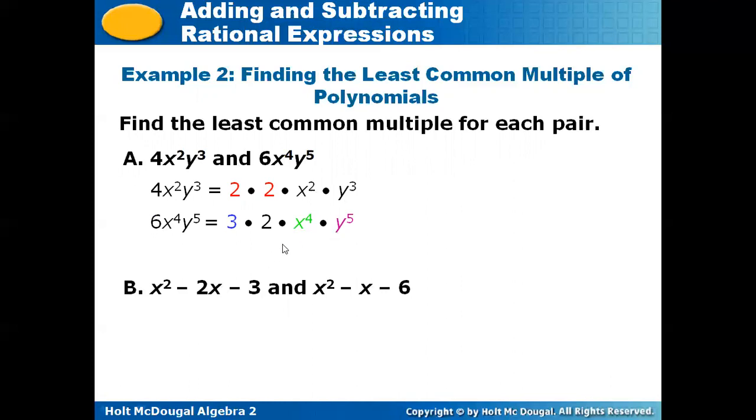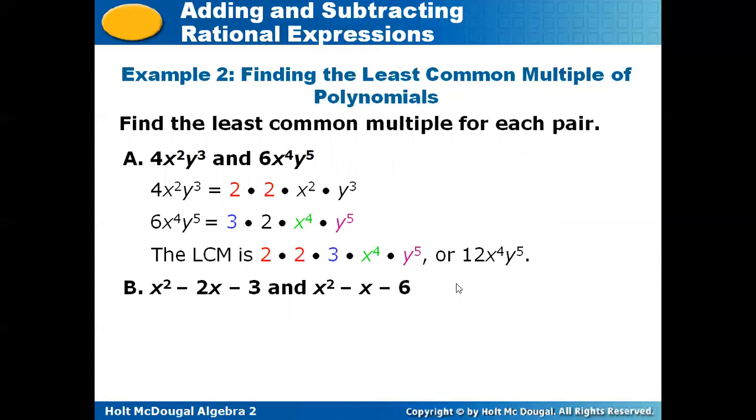So for the LCM here, for the factors with no common factor, just bring them down. We have a common factor 2, so bring down the factor with the highest exponent, and 3 also. For x raised to 2 and x raised to 4, we have common factors, so bring down the one with the highest exponent, that is x raised to 4. Likewise for y cubed and y raised to 5, bring down the one with the highest exponent. Then multiply those, and that's the LCM, that is 12x raised to 4 times y raised to 5.